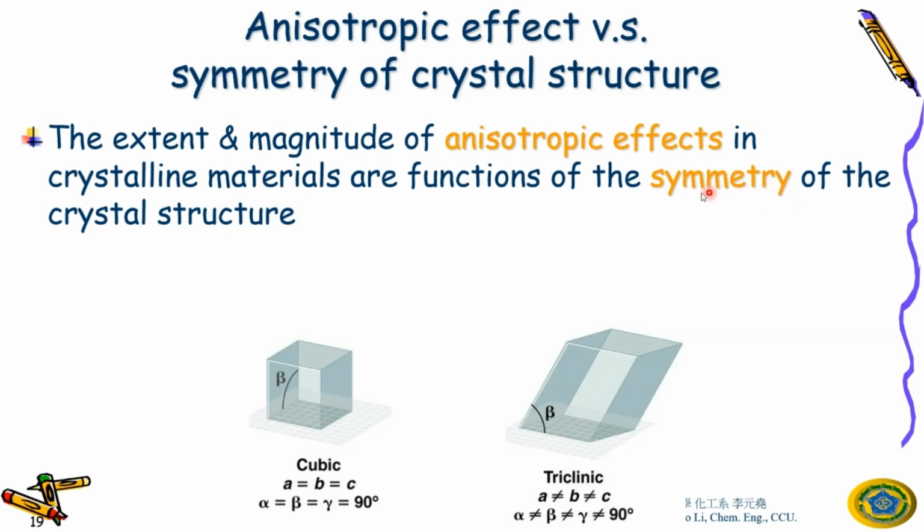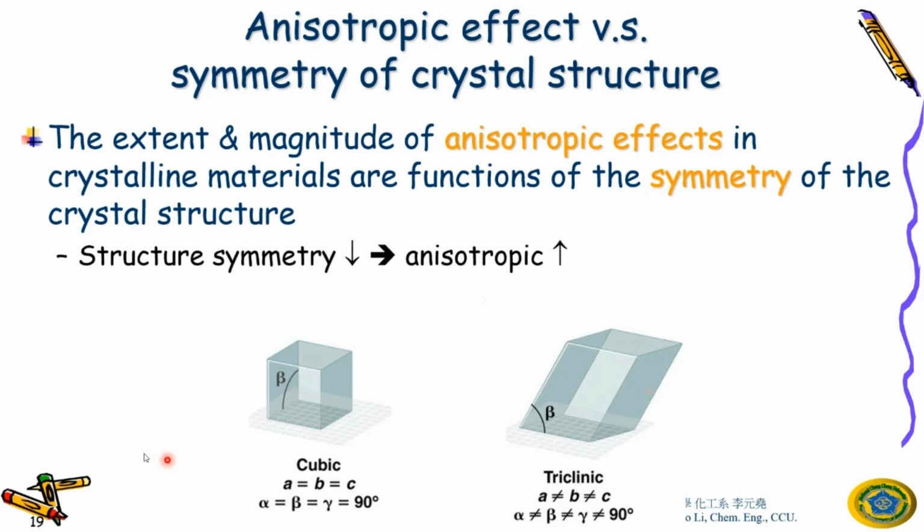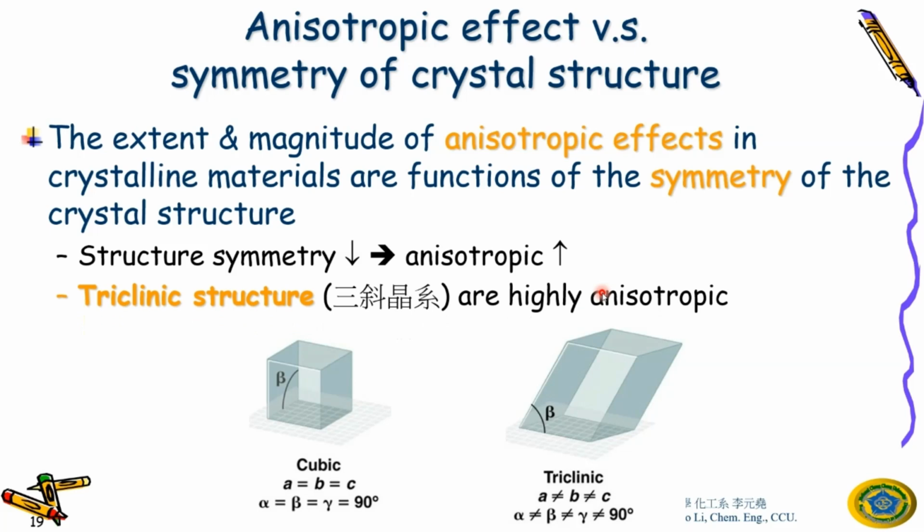Asymmetry. So we think of symmetry. This is symmetry. This is asymmetry. So if the structure is less symmetric, then the anisotropic effect will be high. On the other hand, if you have a high symmetry crystal structure, the anisotropic effect will be low. In the case of crystal structures, triclinic structures are highly anisotropic.